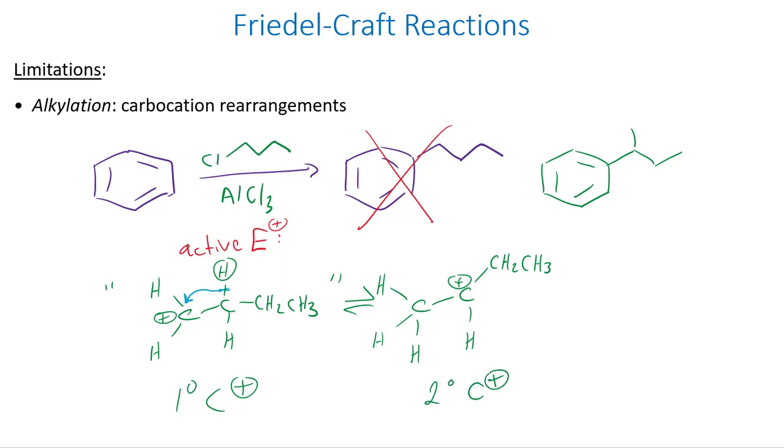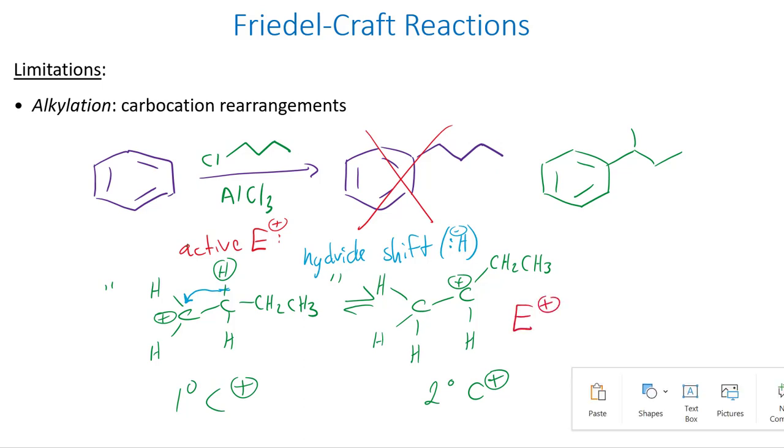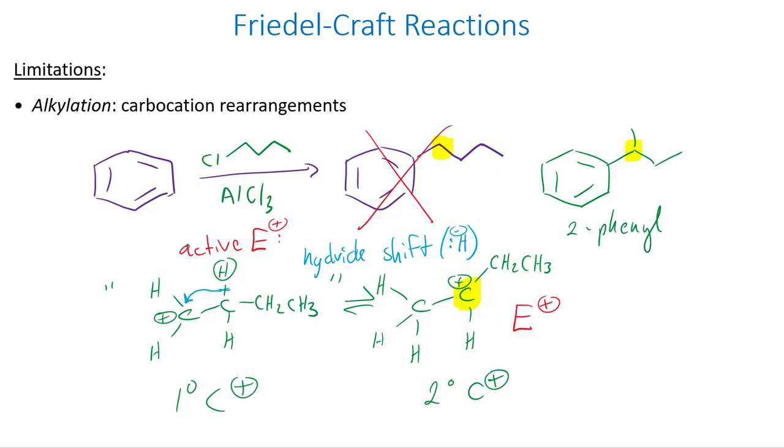This particular rearrangement, again, is called a hydride shift because we're essentially moving a hydrogen with a pair of electrons, which we call a hydride. We could also have a methyl shift or an alkyl shift. And then this new carbocation acts like our electrophile. We're attaching that chain then by the positive carbon, which is not the end that we wanted, but rather one of the middle carbons. And so we get this compound, which we could call sec-butylbenzene, or better yet, 2-phenylbutane.